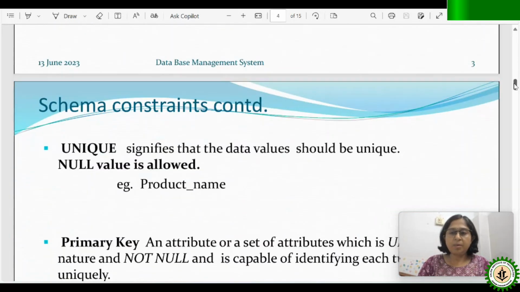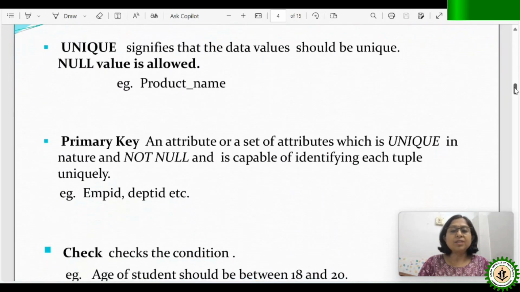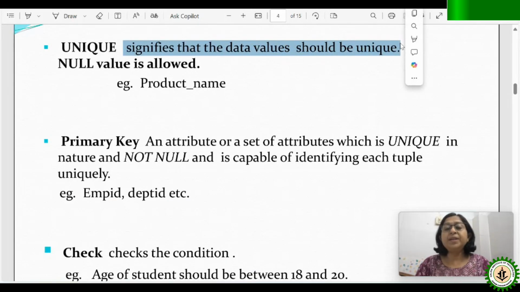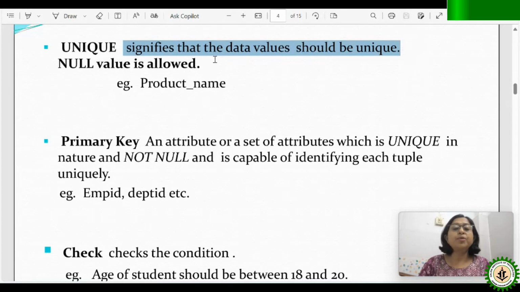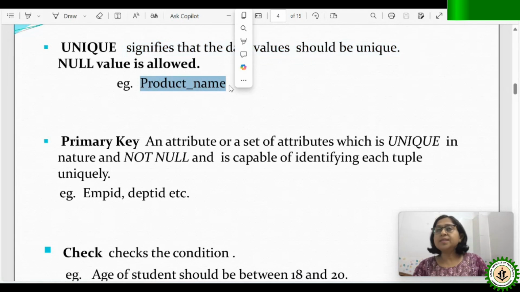So this is about null. Now there is one constraint we call unique. We all understand unique means the data values will not be repeated. No redundancy. Say product name. For any store, no two products will have the same name. So product name will be unique in nature. So no duplicate, no redundancy.